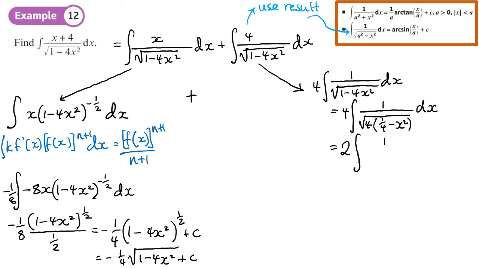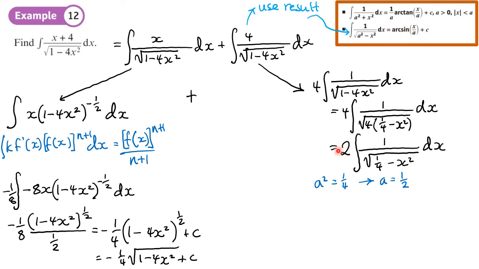So I now have 1 over square root a quarter minus x squared dx. So we just need to use an appropriate value for a up here. So a squared equals a quarter. Let's write that down. A squared equals a quarter, which means a is going to equal the square root of a quarter, which is a half. So that means I can just plop that into here.